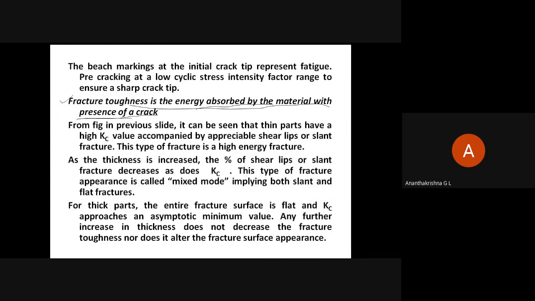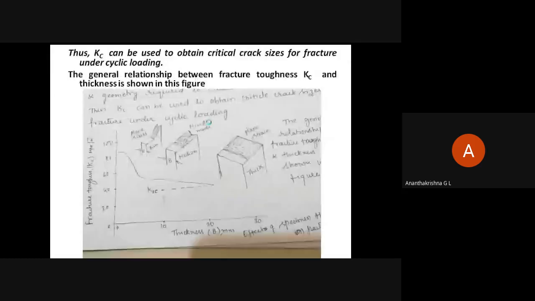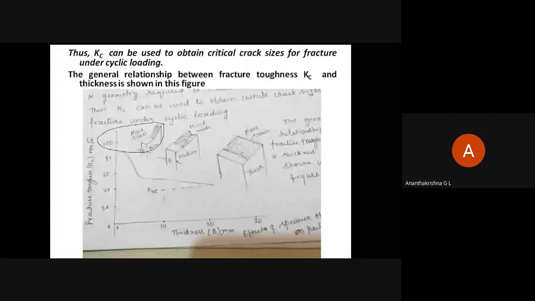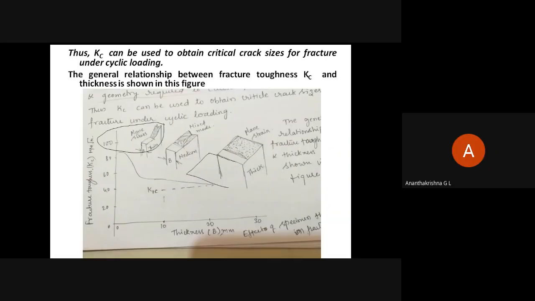Again, from the figure, coming back to stress intensity factor, it can be seen the thin parts have high critical stress intensity factor. That is, they have got high stress intensity factor, Kc, compared to this one. This should have been somewhere here. So the thick parts have got low stress intensity factors, that is here. And the thin parts have got high critical stress intensity factor. You understand? That's the one thing.